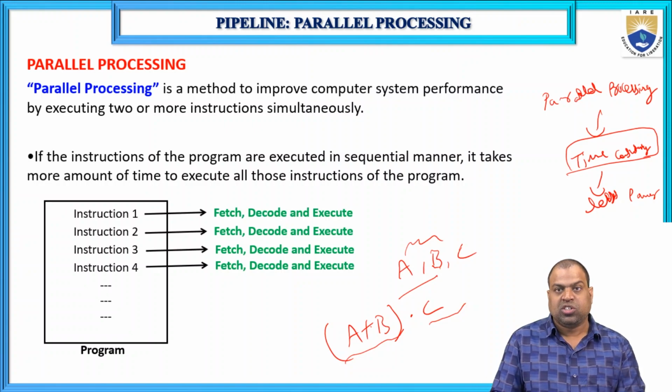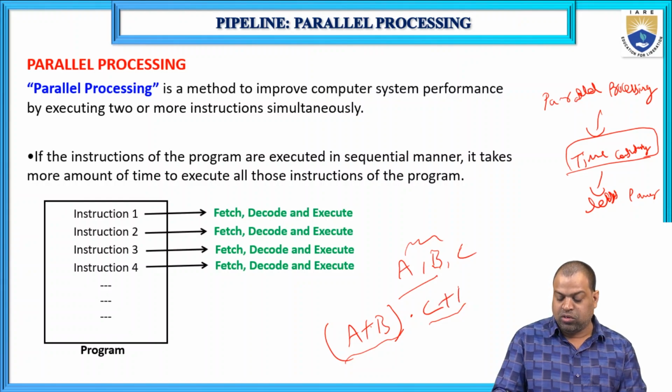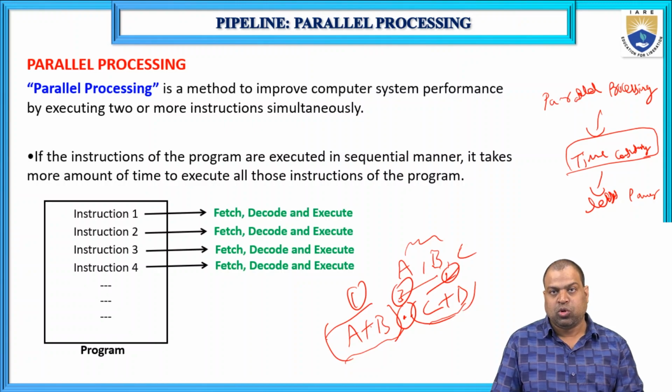So parallel processing is a method to improve computer system performance by executing. Computer performance means we are improving the performance of the CPU. And when we go serially, the burden on the CPU will be very high. And executing two or more instructions simultaneously. Previously we discussed A plus B into C plus D. So how many operations are there? It is one, C plus D another one, and multiplication is another one. So three sub operations are performed, two or more instructions simultaneously.